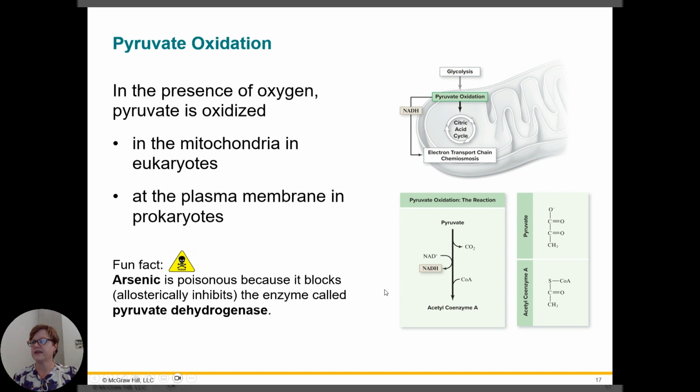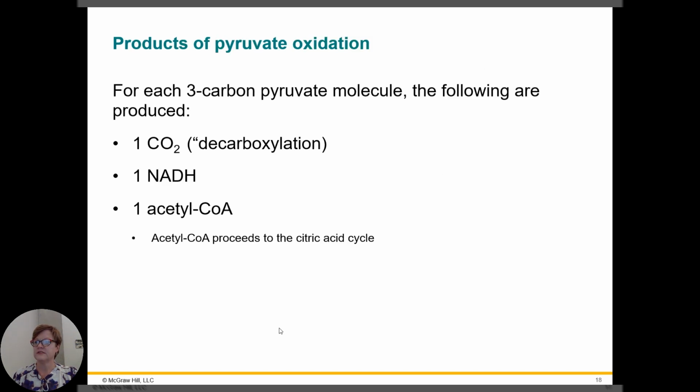So a little fun fact, arsenic is poisonous because it is an allosteric inhibitor of the enzyme that catalyzes this particular reaction, which the enzyme is called pyruvate dehydrogenase. So arsenic is an allosteric inhibitor of that enzyme. Any inhibitor that blocks an enzyme of respiration is typically going to be fatal. It's going to be poison.